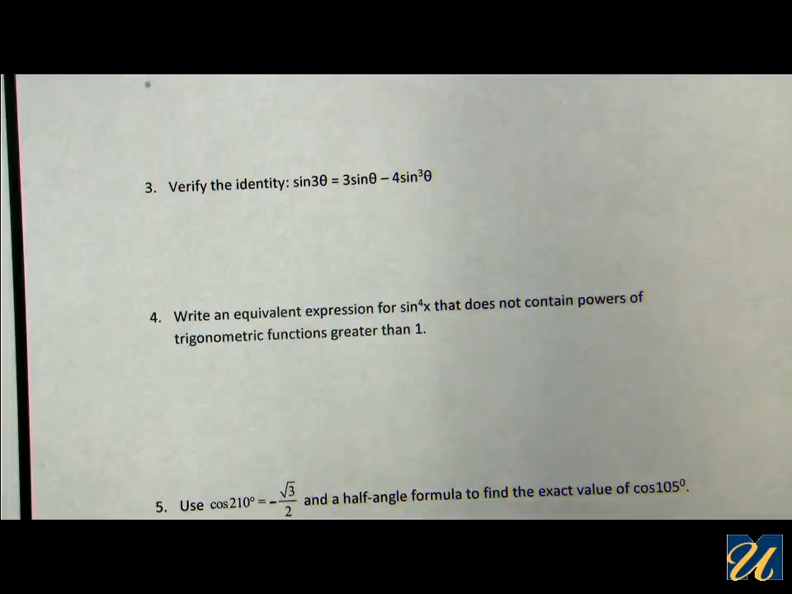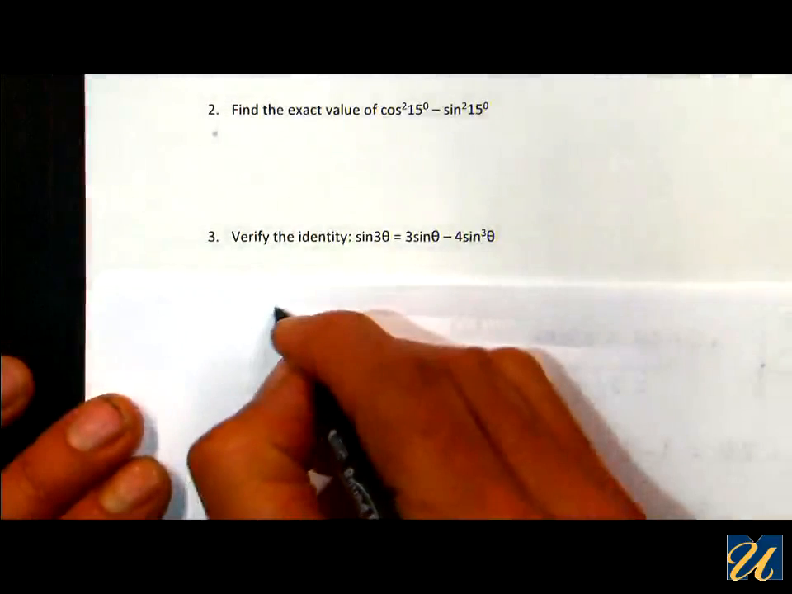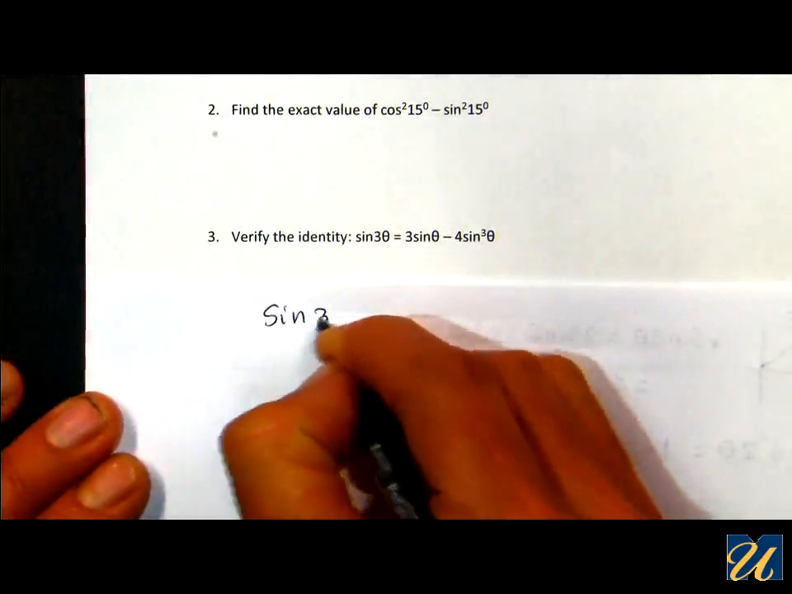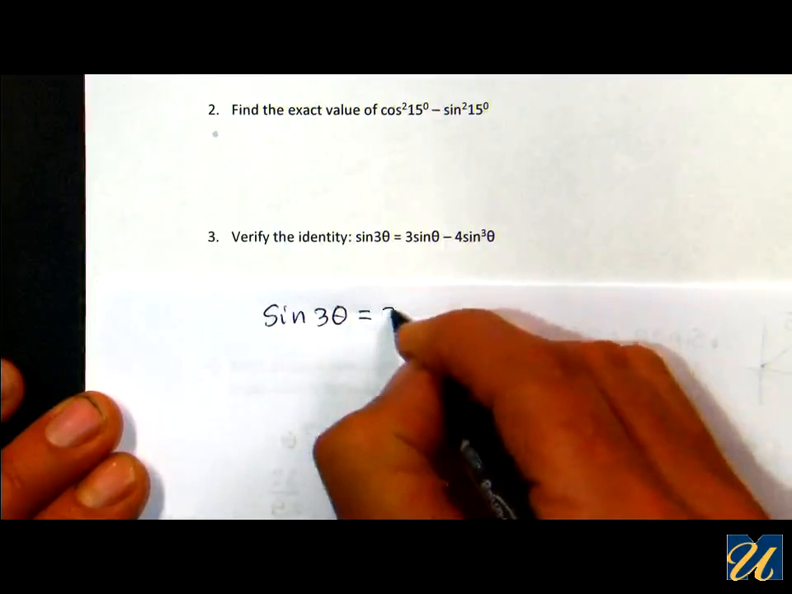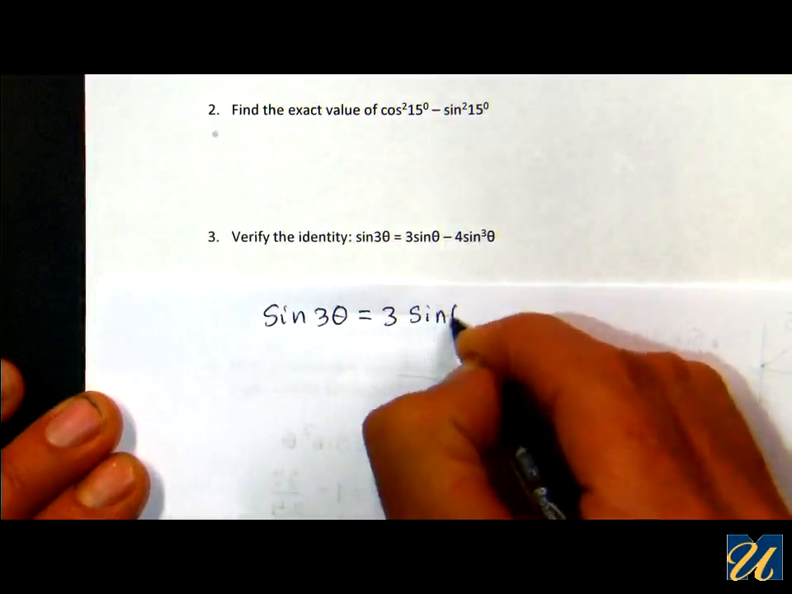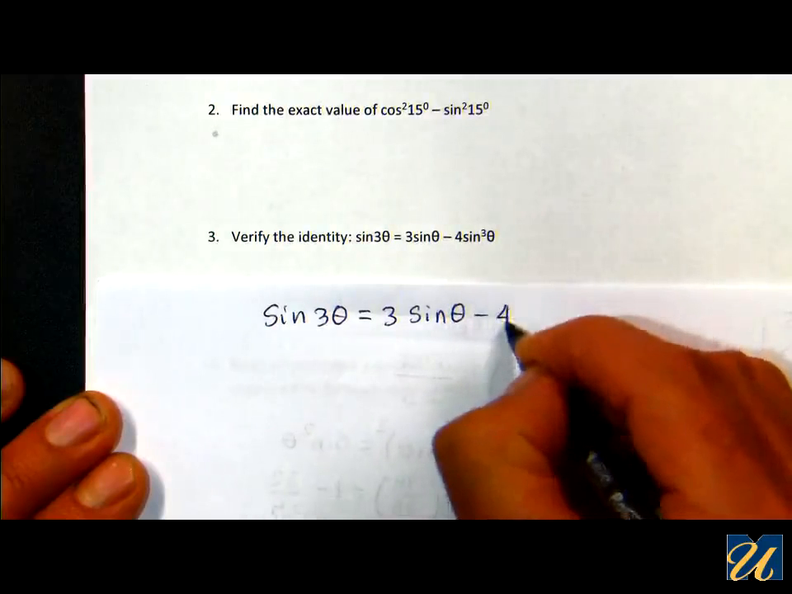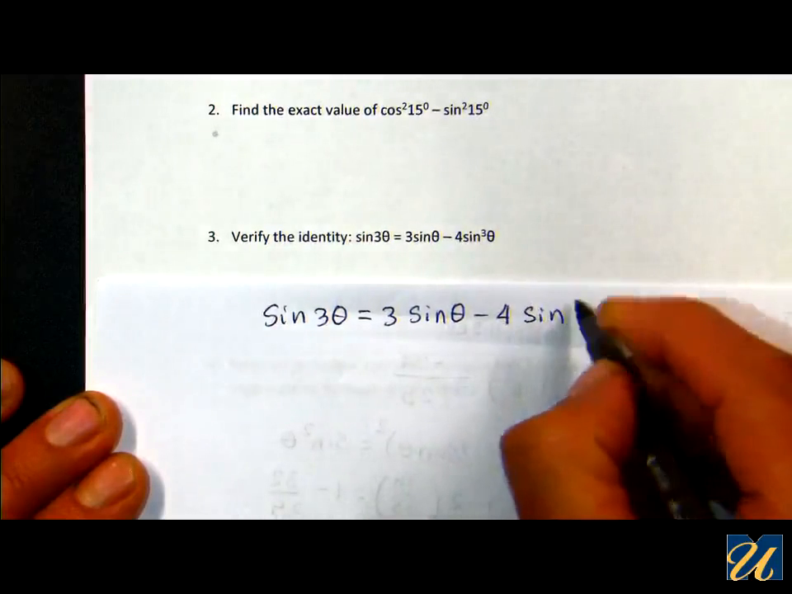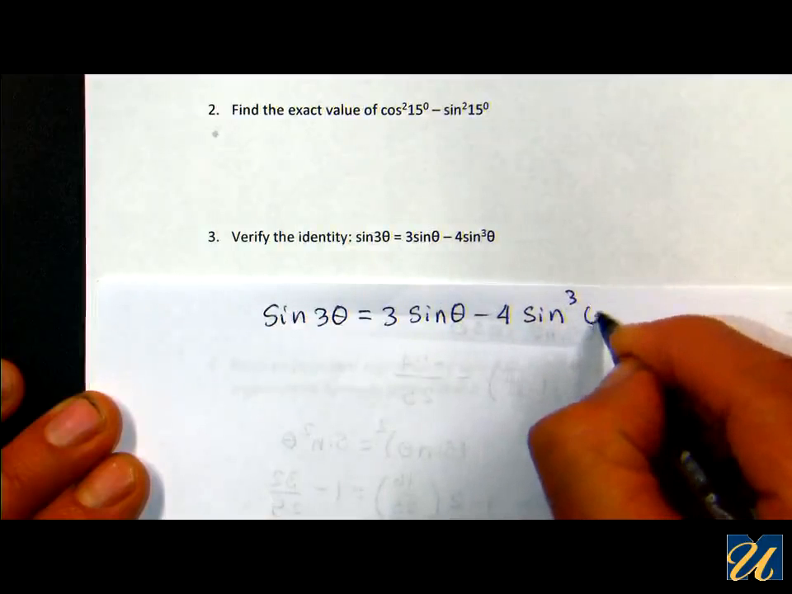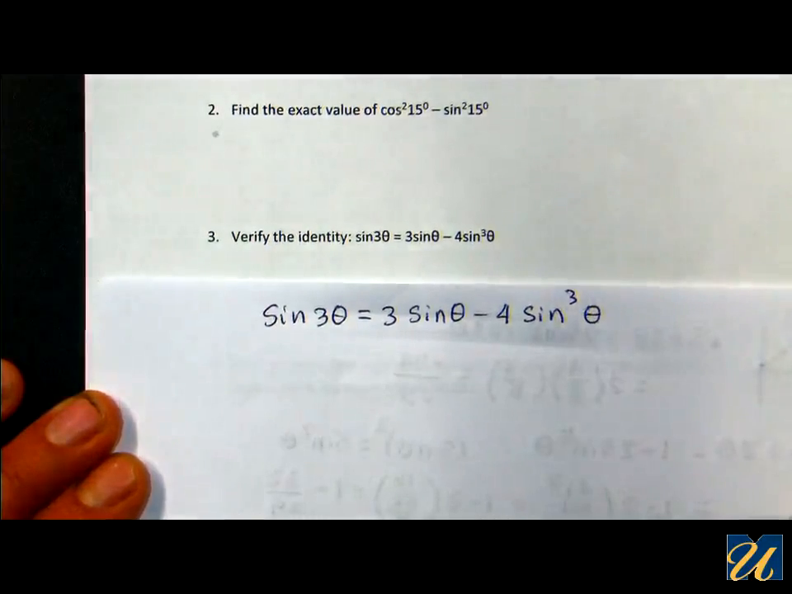Problem number 3, we'll need a full piece of paper to work on this one. Verify the identity. So we have sine of 3 theta is equal to 3 sine theta minus 4 times the sine cubed of theta. So we have to verify that identity.